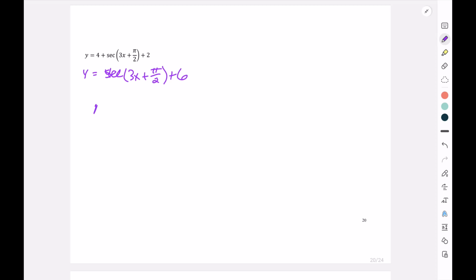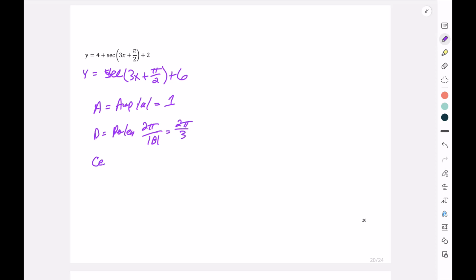So we know that our amplitude is our a, and we know that it equals the absolute value of a, and that will equal 1, because we don't have anything in front of the secant. We know that our period length is 2 pi over the absolute value of b. And we know that our b in this case is 3, so we'll have 2 pi over 3.